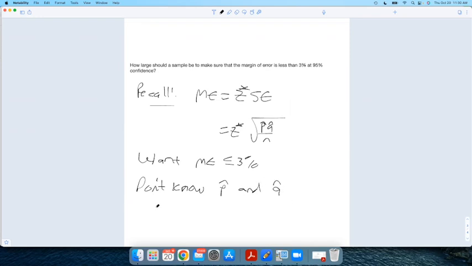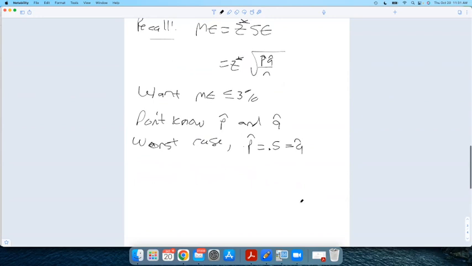So we do worst case scenario. What numbers would be here that would make the margin of error the biggest it could possibly be? And those would be 50-50. So the worst case would be if both of these are 0.5. Anything less than that, if p hat is bigger than 0.5, then q would be less. Anything different than 50-50 would make the margin of error smaller. So we're just looking at worst case scenario.